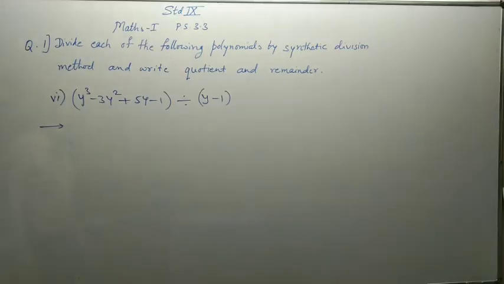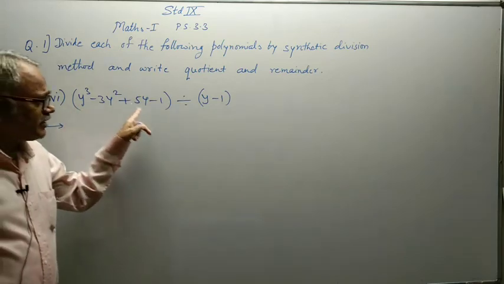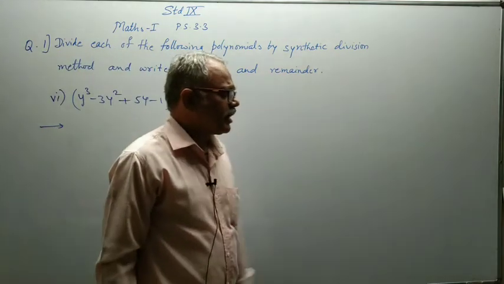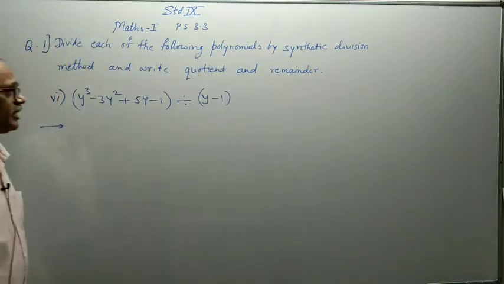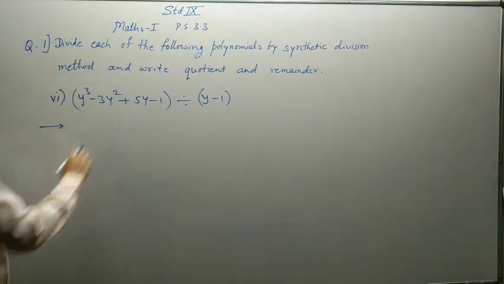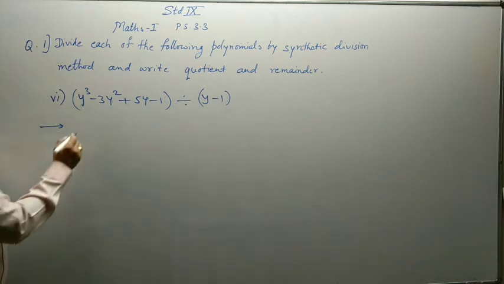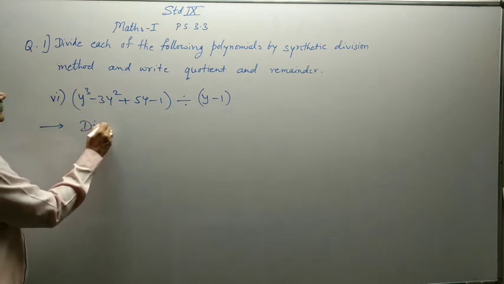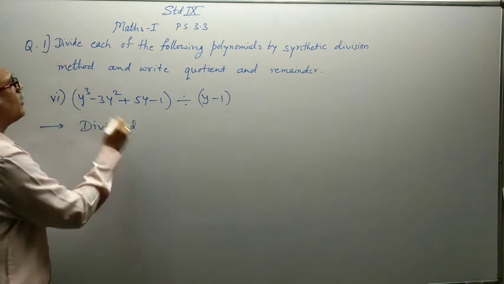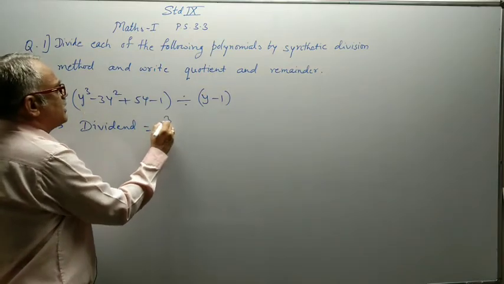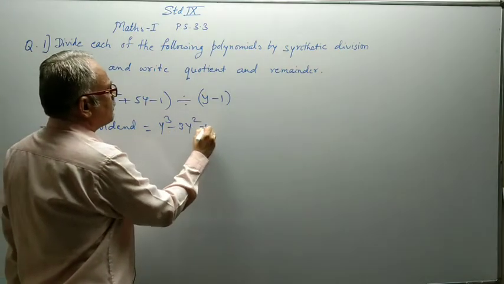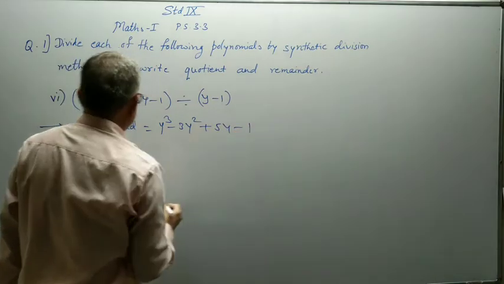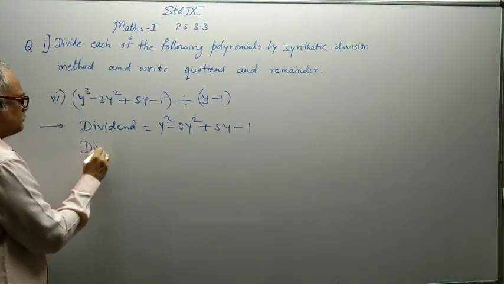Now the next question is very simple, but you must remember that the question is given in y, so the final answer must be in y, not in x. By mistake you should not write it in x. The dividend contains all the terms: y cube minus 3y square plus 5y minus 1. So the dividend in coefficient form.